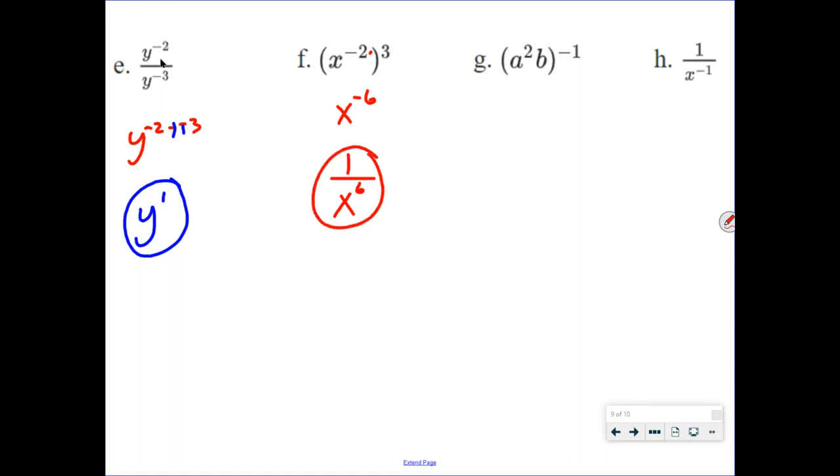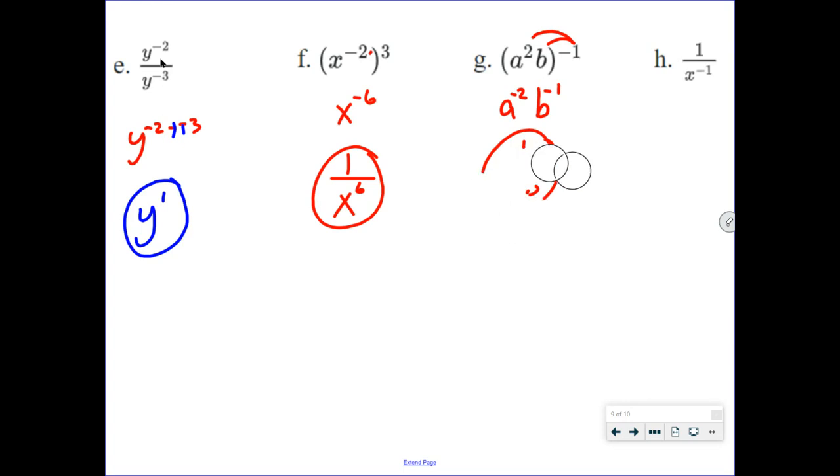Number 3, or letter G. There are two options you could do. One option is to go ahead and distribute, multiply those terms. So do a to the negative second and b to the negative first, and then switch them to a 1 over a squared b. That will give you an answer. That is one way you could do that.